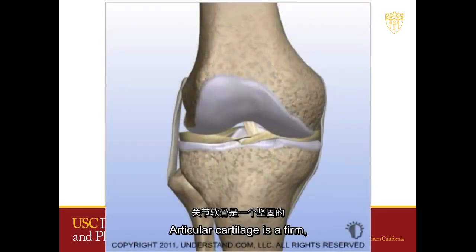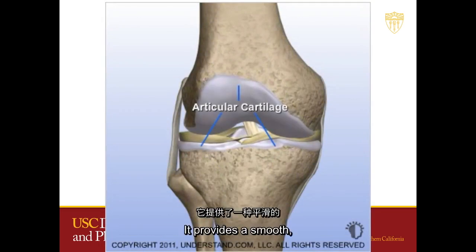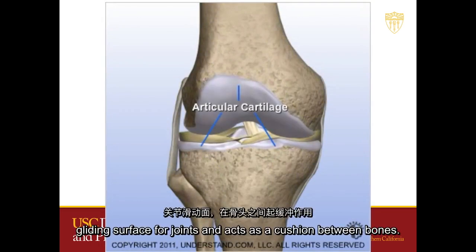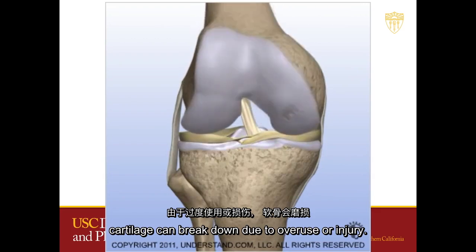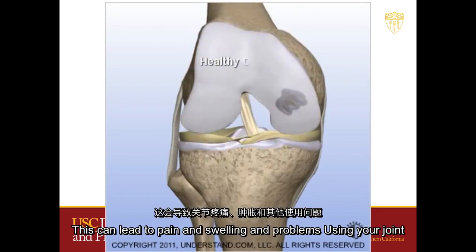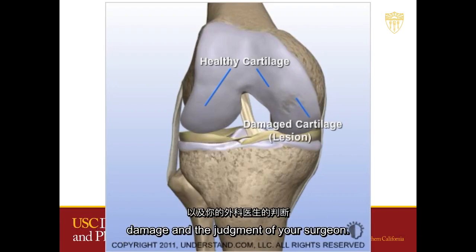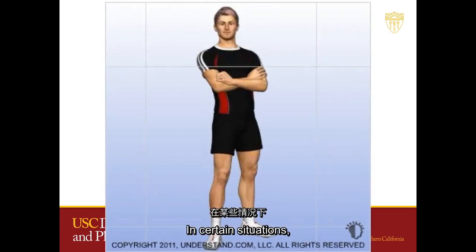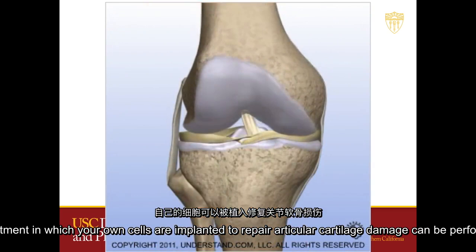Articular cartilage is a firm, rubbery tissue that covers the ends of bones. It provides a smooth gliding surface for joints and acts as a cushion between bones. Cartilage can break down due to overuse or injury. This can lead to pain and swelling and problems using your joint. Your treatment will depend on the size and type of lesion resulting from the articular cartilage damage and the judgment of your surgeon.